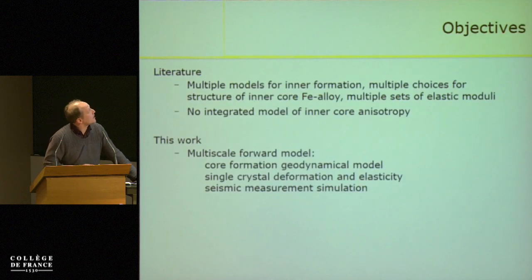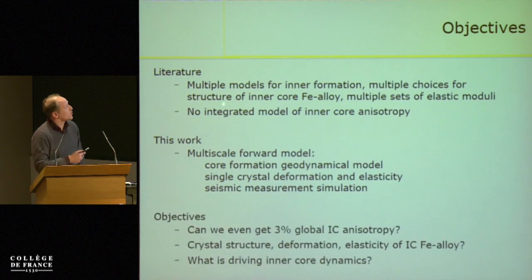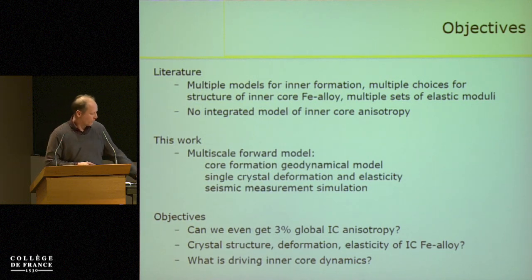The objective was, as I showed before, in the literature we have a lot of models, but none of them has tried to see if you could reproduce the data. We wanted to constrain, first of all, can we even get this 3% global anisotropy that is in the literature? Can we say something about the crystal structure, elasticity, deformation of the iron alloy, and what is driving the inner core dynamics?